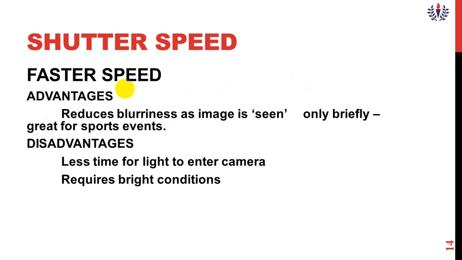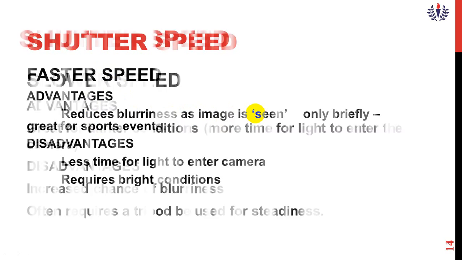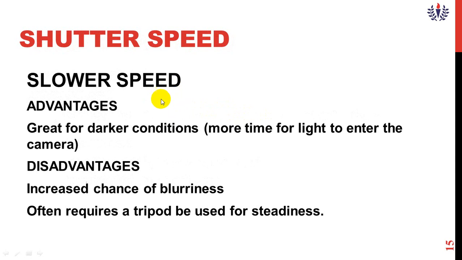And if we are increasing the shutter speed, what happens? The main advantage is that if you increase the shutter speed, we can reduce the blurriness of the image. And the disadvantage here is less light entering the camera, so it requires more bright conditions. And if you come to a slower speed, if you are reducing the shutter speed, it is applicable only for darker conditions. The disadvantage is an increased chance of blurriness.